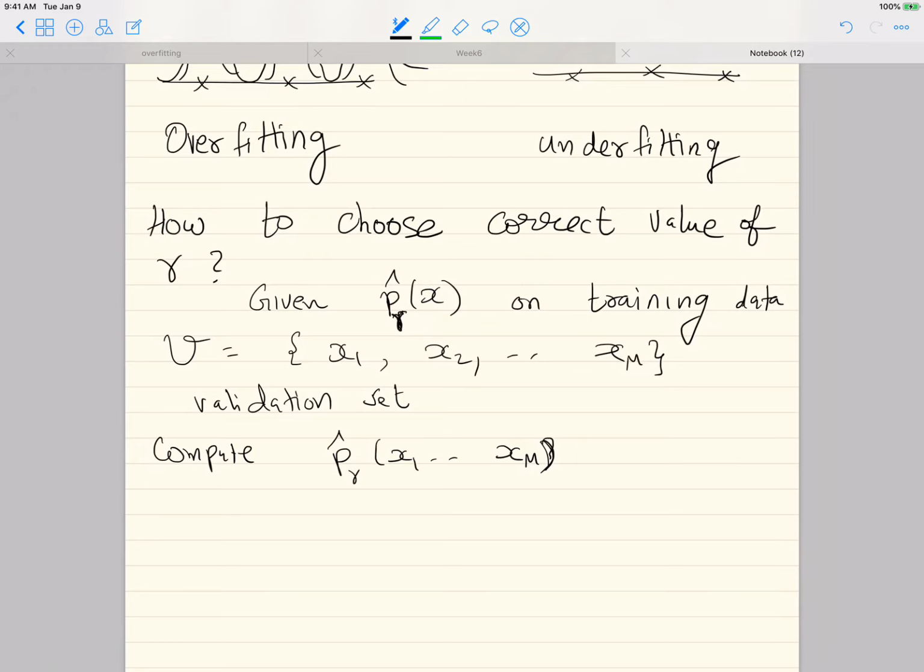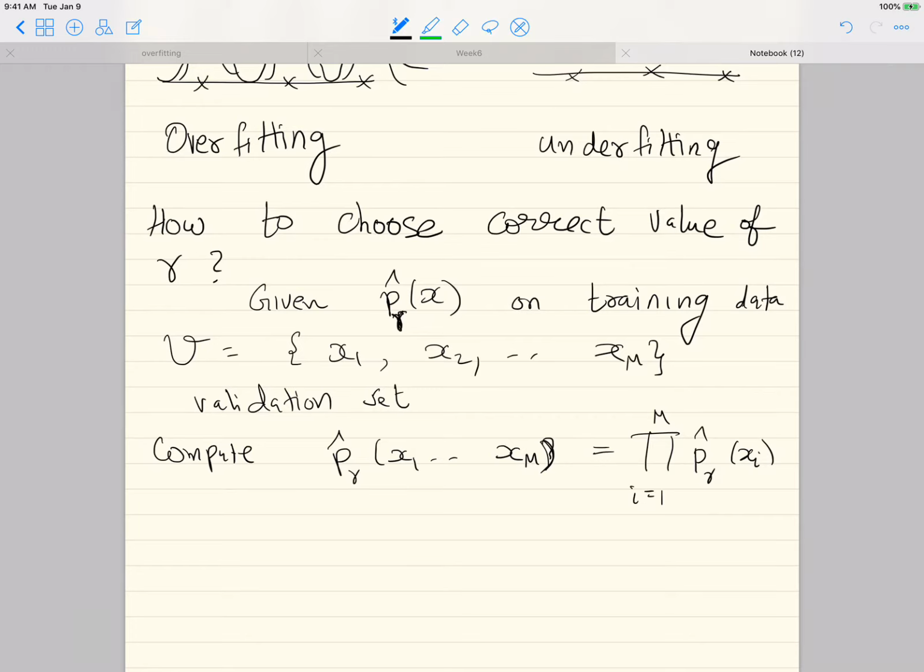So let's say m is 200. We put 200 points in the validation set and 800 points in the training set. So x1, x2 up to x200 are the points in your validation set. Then what you do is you compute the probability assigned to these 200 points in the validation set. So this one will be the product of i going from 1 to m of p hat r of xi, because we assume that the data points are sampled IID. That's how we started with. So this is the probability we will be assigning to the validation set.